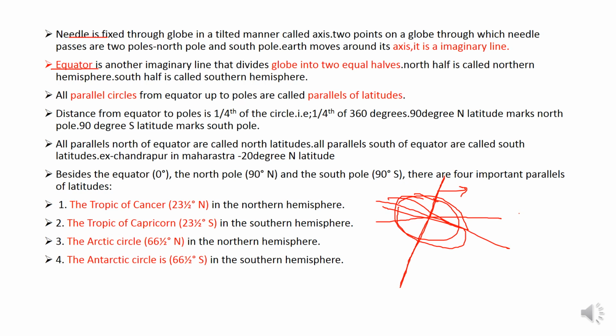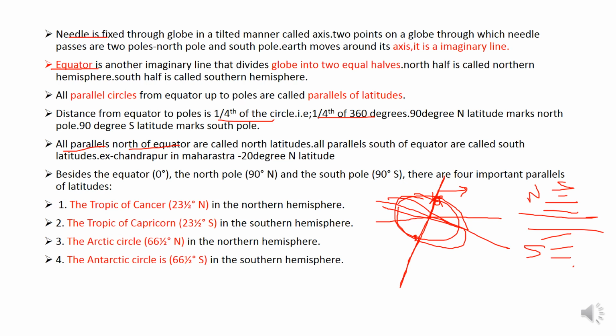All parallels from the equator up to the poles are called parallels of latitude. The distance from the equator to the poles is 1/4 of the circle, 1/4 of 360 degrees. That is, 90 degrees north latitude marks the North Pole, and 90 degrees south latitude marks the South Pole. All parallels north of the equator are called north latitudes, and all parallels south of the equator are called south latitudes. An example is Chandrapur in Maharashtra, located at 20 degrees north latitude.